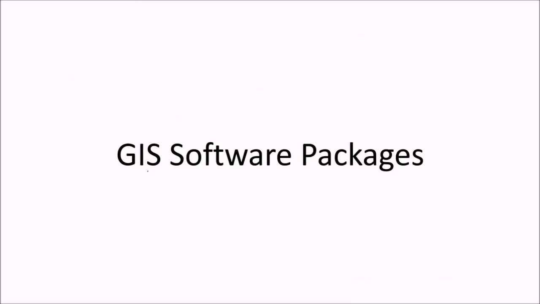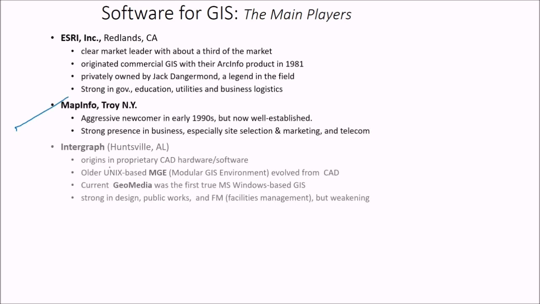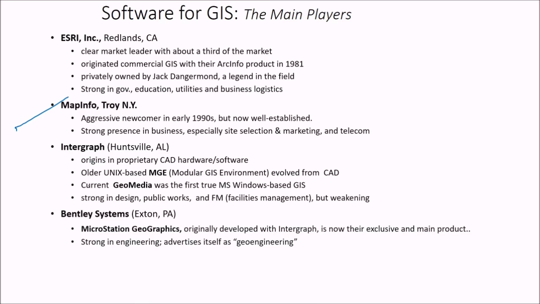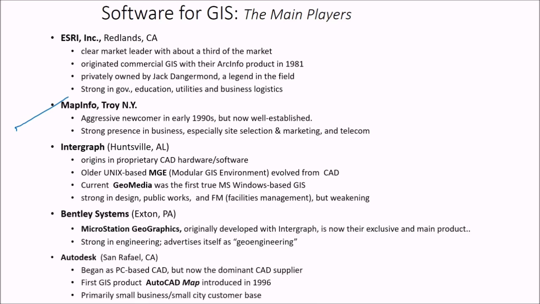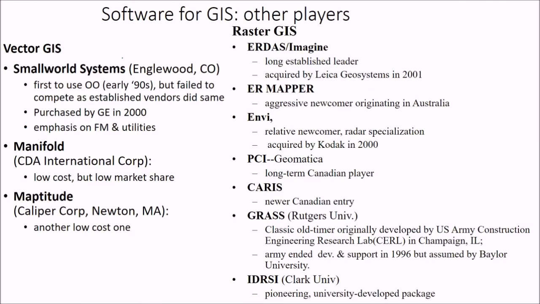Now we'll talk about GIS software packages. The key players are Esri, with various Arc products named ArcGIS, ArcInfo, etc., MapInfo, Intergraph, Bentley Systems with MicroStation, Geographic, and Autodesk. Of these, Esri and MapInfo are pure GIS companies, while the others do other activities also. What about vector GIS and raster GIS? In vector, we have various players: Smallworld Systems, Manifold, Maptitude. In raster we have ERDAS, ER Mapper, ENVI, PCI, Caris, GRASS, Idrisi.